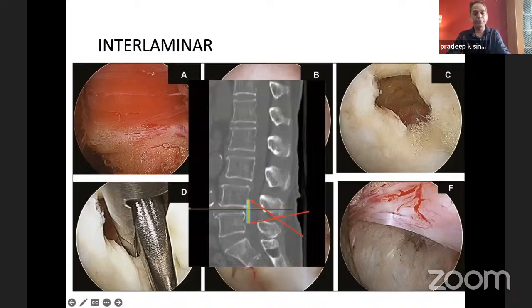The area you cover with one incision, you go up till the inferior part of the pedicle, which is the superiorly migrated disc here, and the inferiorly migrated disc here, right? So you can cover a vast area, not only the discal area.